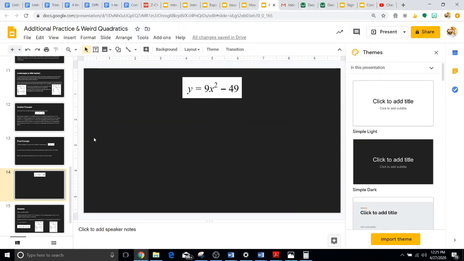Welcome back, students. Let's go ahead and take a look at this example. It wants us to find out if we can use the difference of squares to find the answer to this one, or to find the intercepts to this one. So let's go ahead and do exactly that.